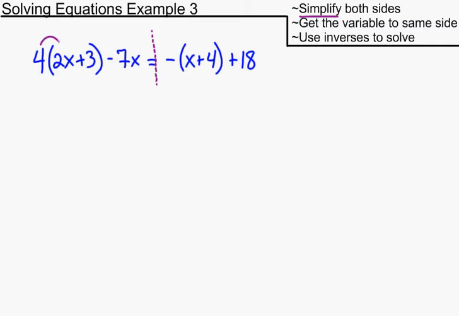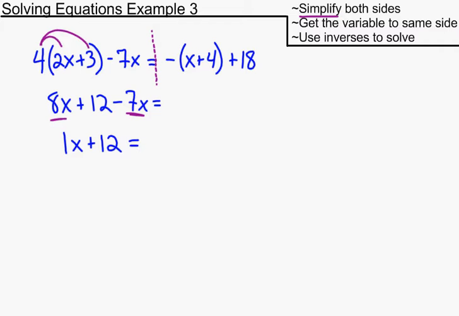On the left-hand side, I'm going to distribute the 4 to both of my pieces, which gives me 8x plus 12, and there's still a minus 7x. I can go ahead and finish simplifying that side, combine the like terms of 8x and negative 7x. So that's going to give me x, or 1x. I like to put the 1 there for right now so I can see how many there are, plus 12. Keep the equal sign in between.